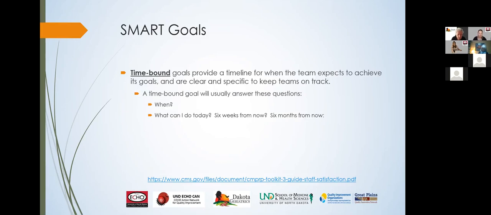And then last but not least, make sure the goal is time bound. This is the reason that last question was false. There wasn't a time frame on that goal. So you provide a timeline in order to track and monitor your progress. So when is it going to be completed? What is our goal? And what can I do today, 6 weeks from now? You know, when you're doing a performance improvement project, you're putting some of your interventions or your steps in place, then you have this needs to be done by this point. Just a way to keep you on track.